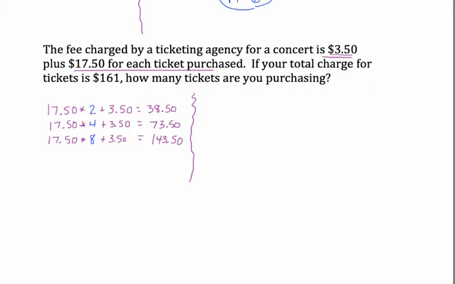So how are we going to make this into an equation? Well, again, notice that this is our variable. This is what's varying, the number of tickets. So let's let the number of tickets be n, and we'll make an equation out of this. $17.50 times n plus $3.50 equals the cost of the tickets. I know that my tickets cost $161. So there's the equation that I have to solve.